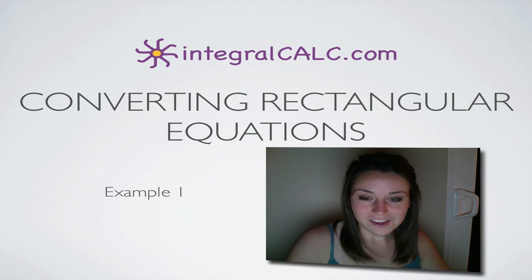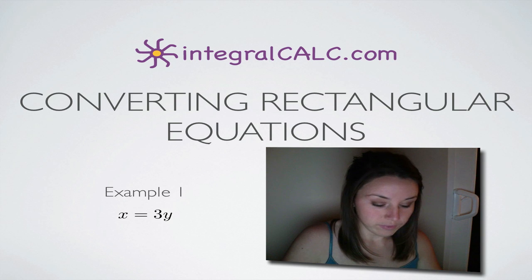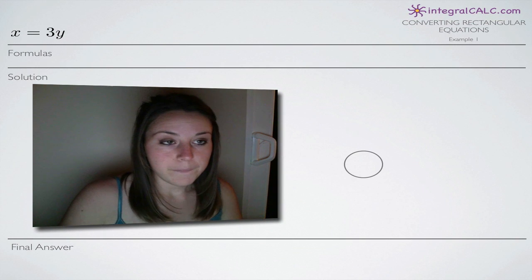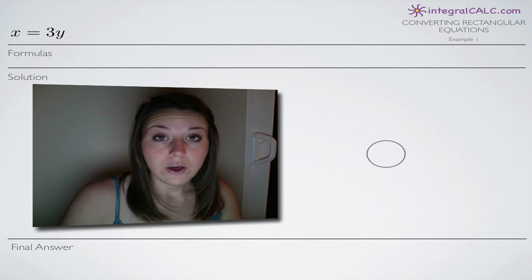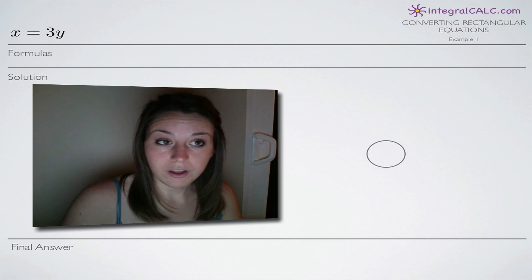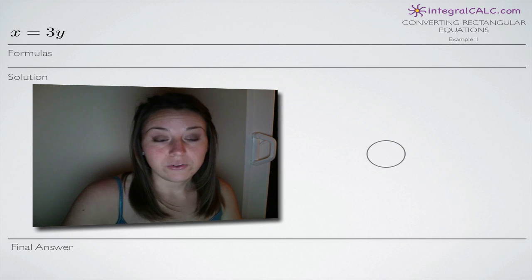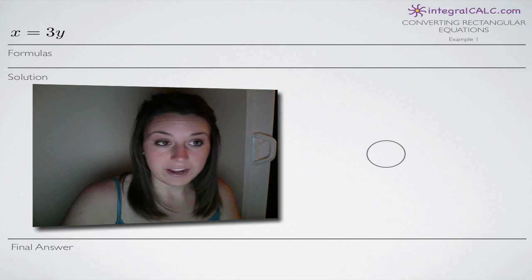Today we're going to be talking about how to convert rectangular equations to polar equations. The rectangular equation that we're given is x equals 3y, and by rectangular equations we mean an equation in terms of x and y. Polar equation comes in terms of r and theta, so we're going to be converting this equation from x equals 3y to something in terms of r and theta.